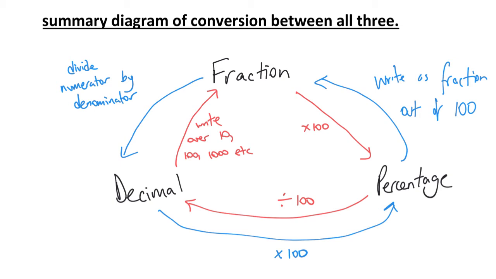To get from a fraction to a percentage, we multiply by 100 over 1, and that will make life a bit easier so that you can then simplify fractions and multiply that way. To get from a percentage to a decimal, you just divide by 100. And to get from a decimal to a fraction, what we do is you write it as a fraction over 10, 100 or 1,000, whatever the place value goes to.